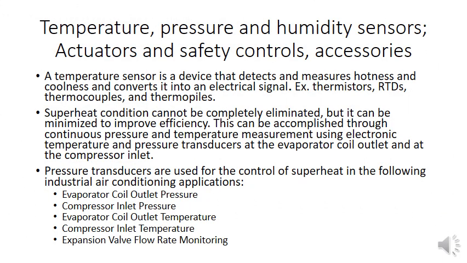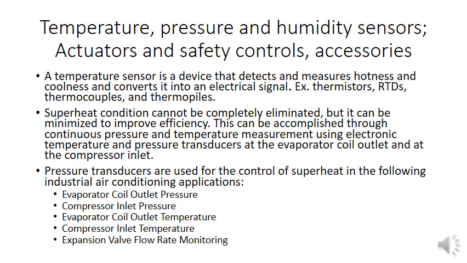Now, apart from refrigerant piping, a few sensors are required, apart from actuators and controls. First of all, we talk about temperature, pressure, and humidity sensors. A temperature sensor is a device that detects and measures the hotness and coolness of the room and converts it into an electrical signal.